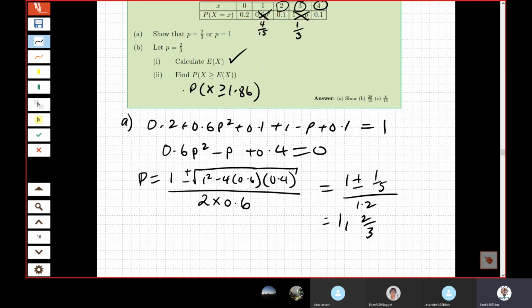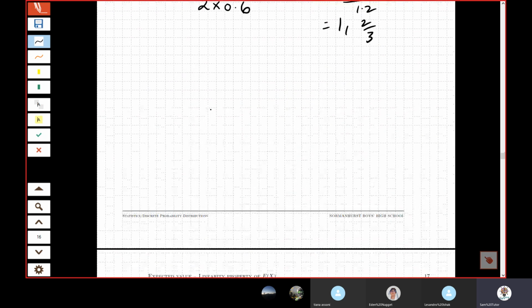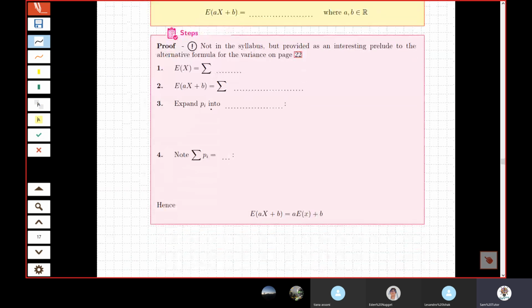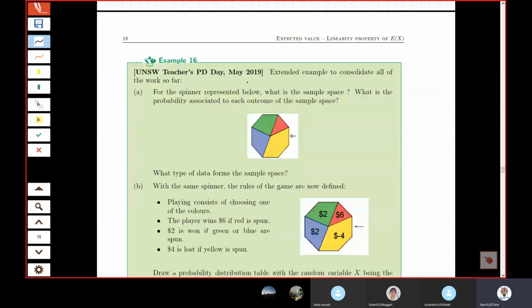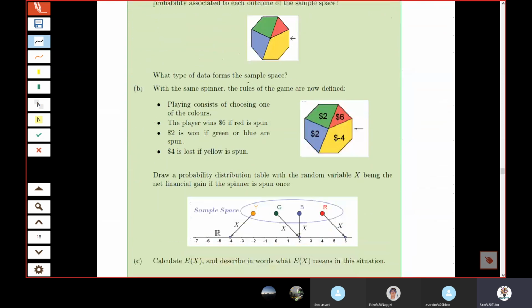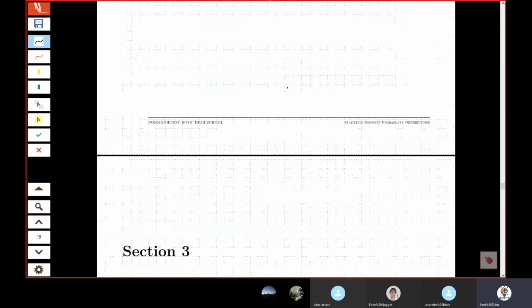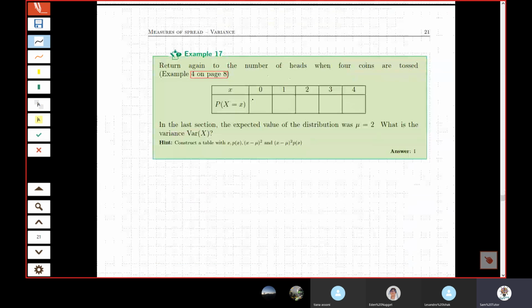Anyone having problems with either I or double I? Nope. Okay. Not in the syllabus. We don't need to worry about it right now. Extension students should look into it, but not for you guys. That's just a fun exercise for you to do. Measures of spread, we just did it, so we could jump straight into it.